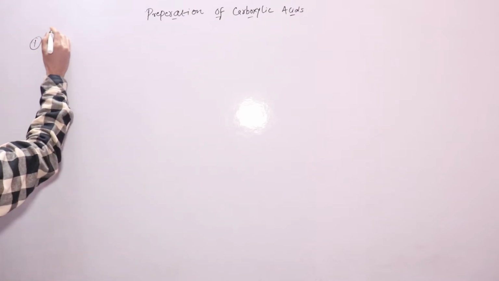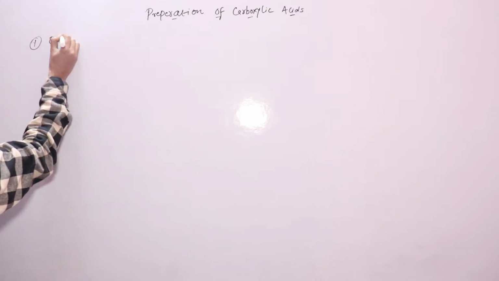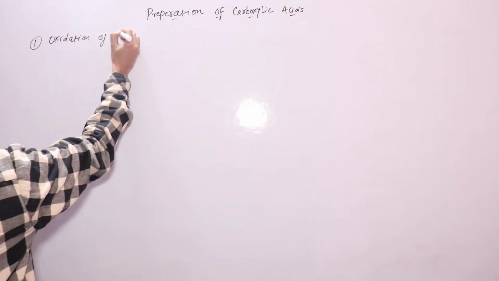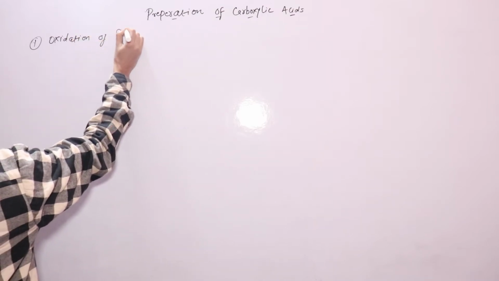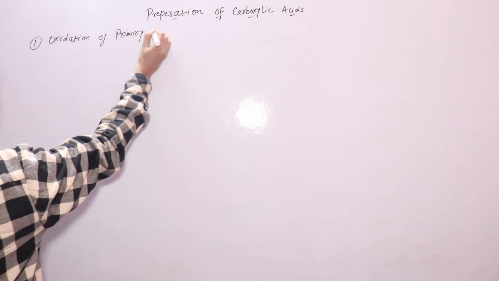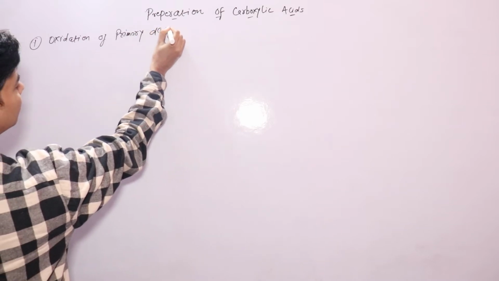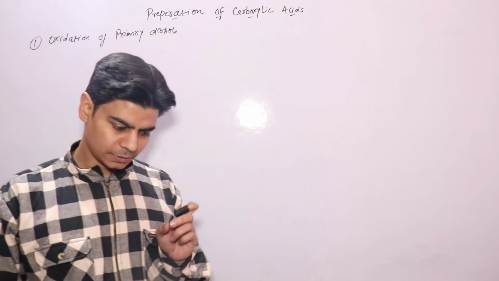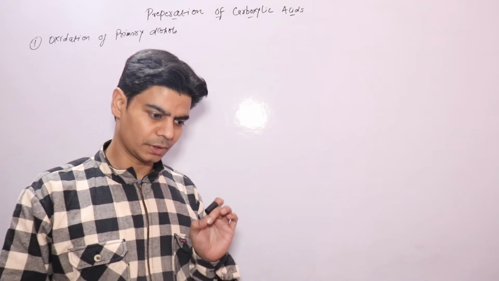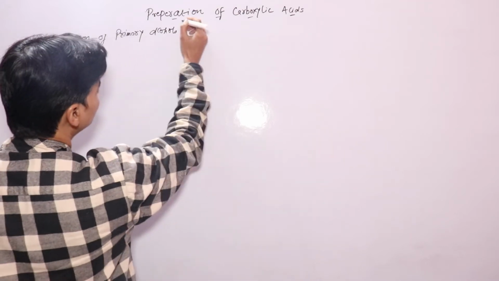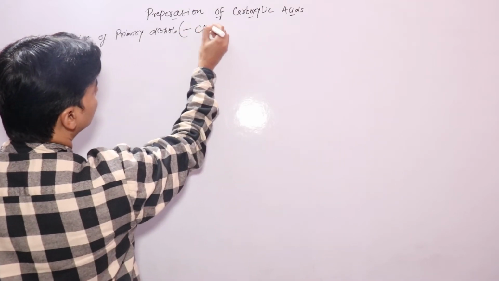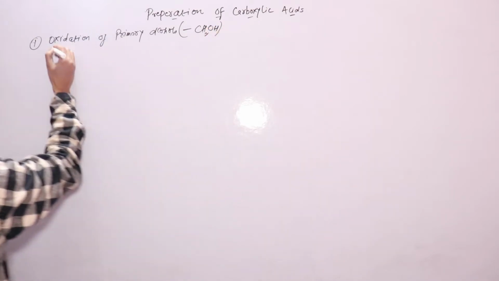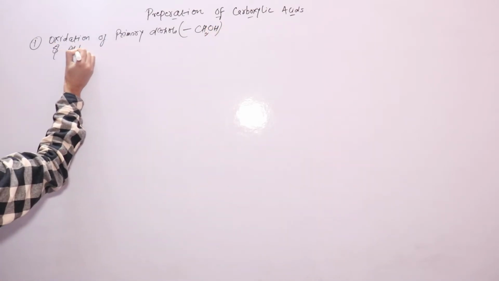So the first method is oxidation of primary alcohol. When we talk about primary alcohols, they are recognized by the group CH2OH, right, from primary alcohols and aldehydes.